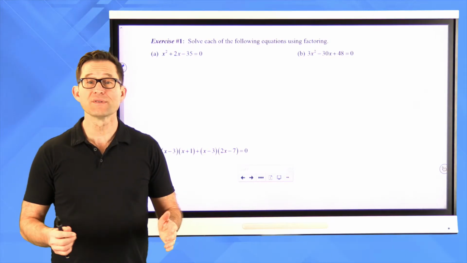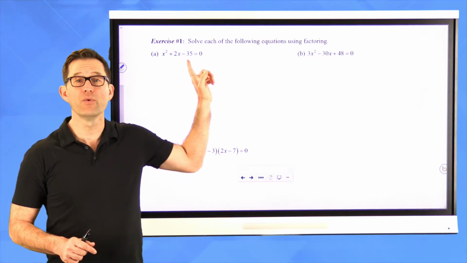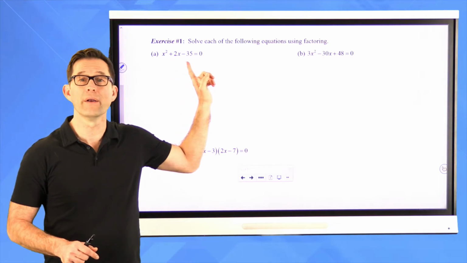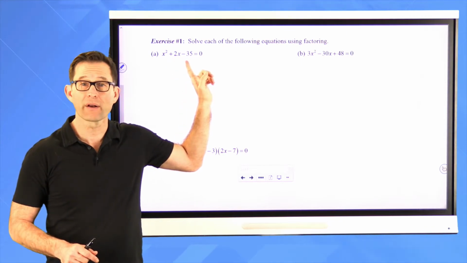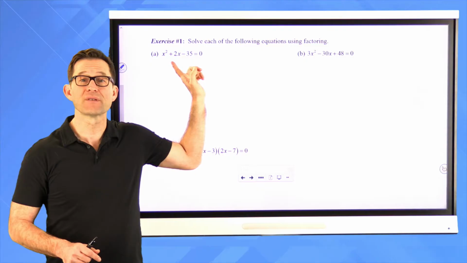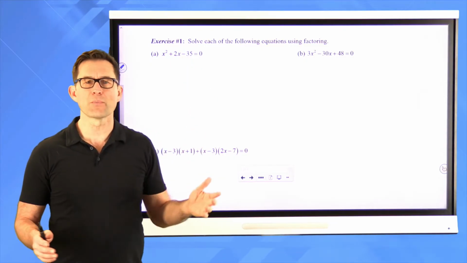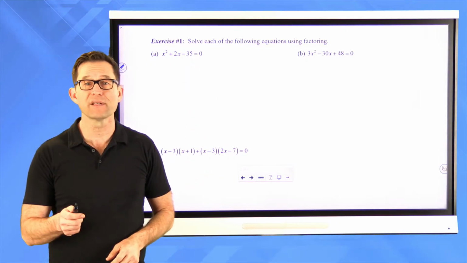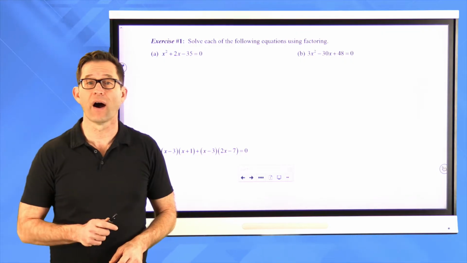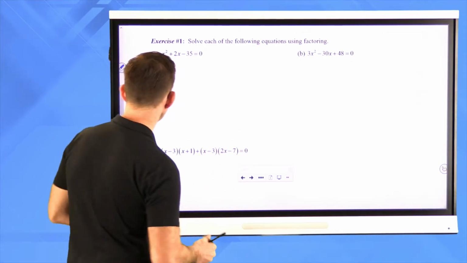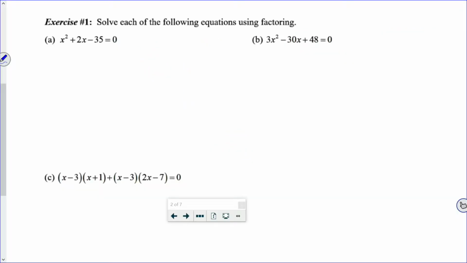All right, well, this one's not too bad. We're looking, remember, for two numbers because it's a leading coefficient of 1. We're looking for two numbers whose product is negative 35 and whose sum is positive 2. Those are pretty easy to figure out because they are positive 7 and negative 5, right? And that means, in letter A, this is going to factor as x plus 7 times x minus 5 equals 0.